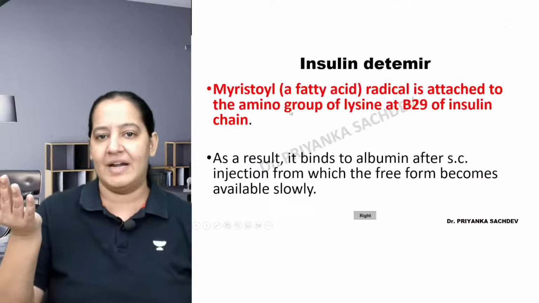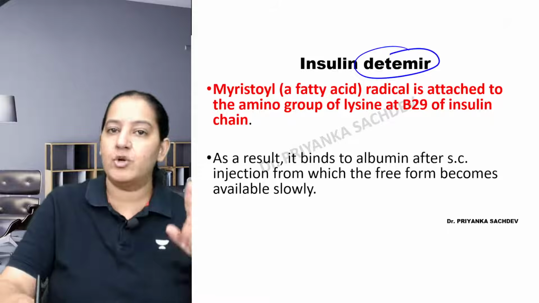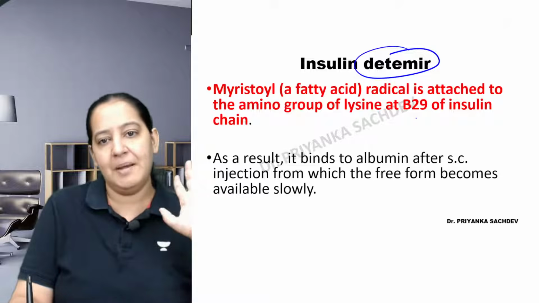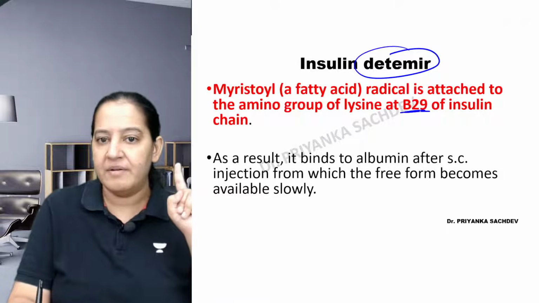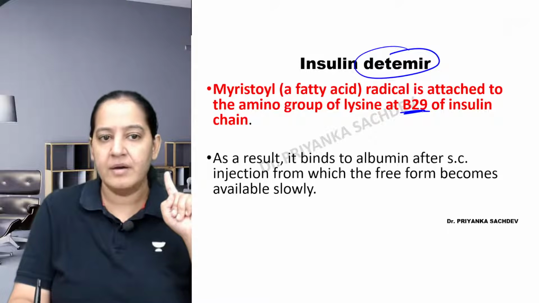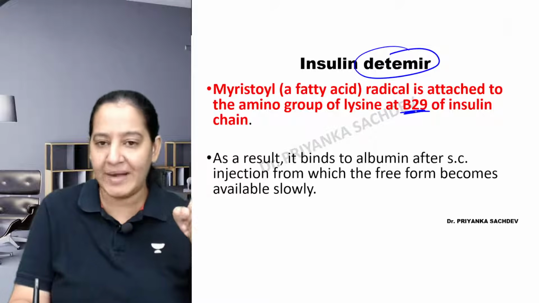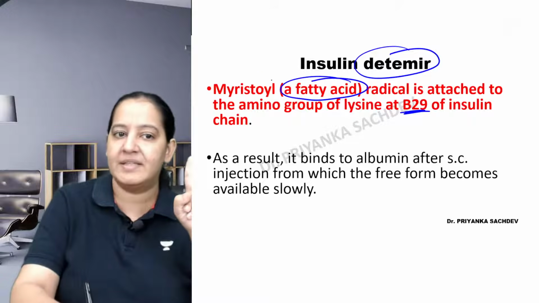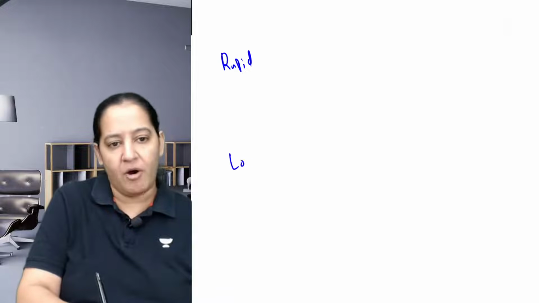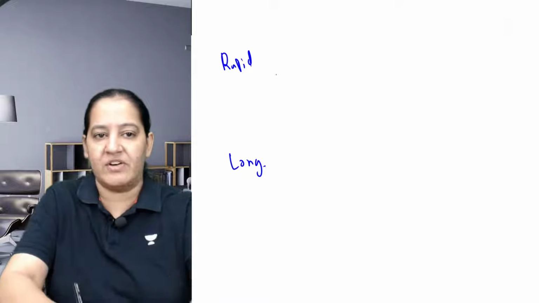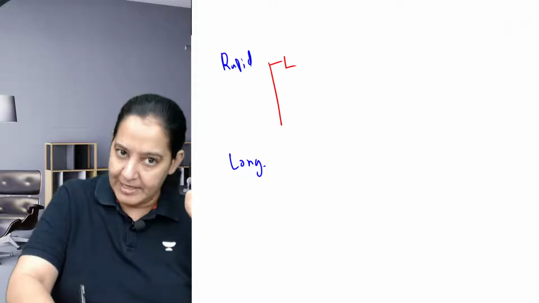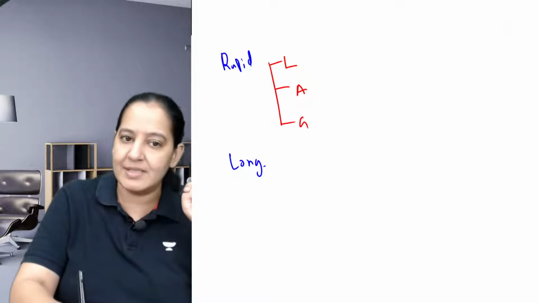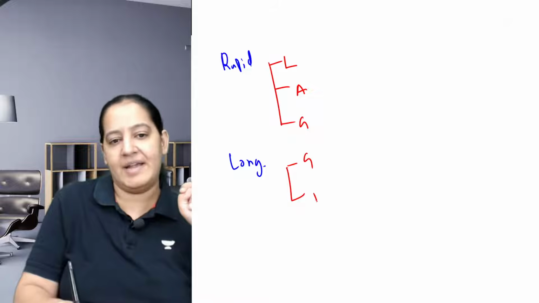And the last one will be Detemir, right? In Detemir, we are doing change again in beta. At B29, we are adding an additional fatty acid, not amino acid, that is known as myristic acid. So my suggestion to you, write the 3 names of rapid and write the 2 names of long acting. What are the 3 names first? The 3 names are Lispro, Aspart and Glulisine, and here Glargine and Detemir.